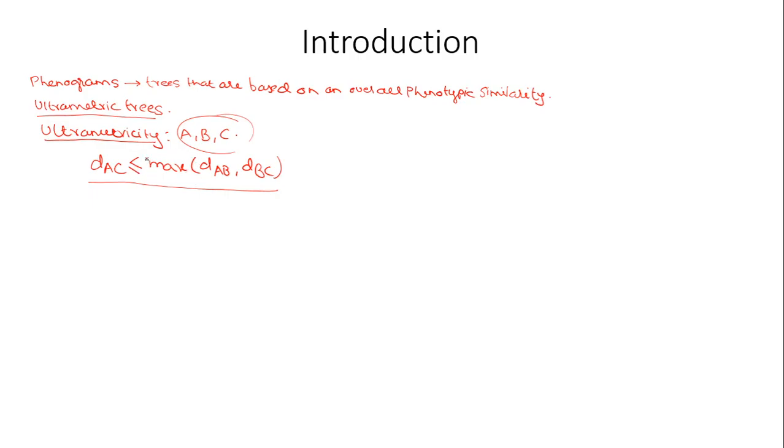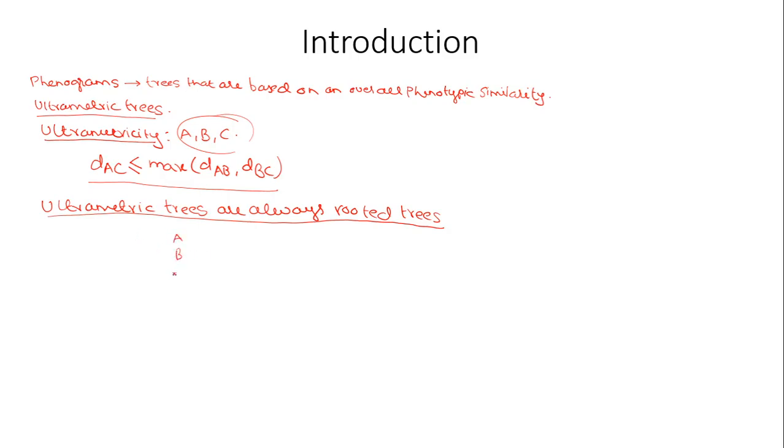So in practice, this particular equation is satisfied when two of the three distances under consideration are equal and as large or even larger than the third one. So these ultrametric trees are always rooted. This is one of the most important characteristics that we discussed in our last lecture, that ultrametric trees are always rooted trees in which all the end nodes are equidistant from the root.